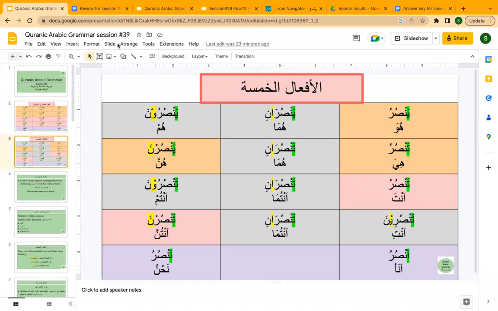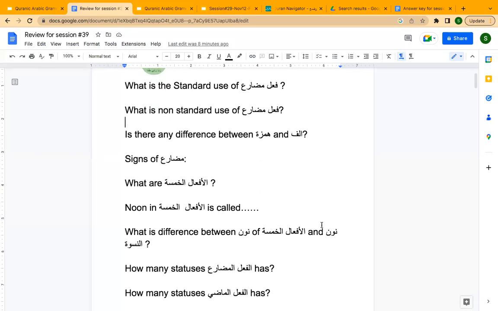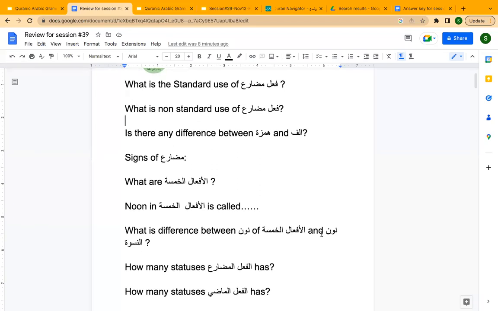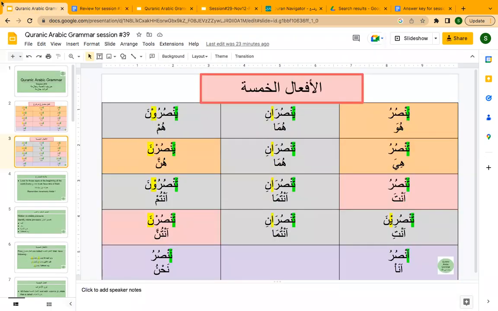Okay, so the next question is, what was the difference between the noon of al-af'alul khamsa and noonun niswa? What do you think? What could be the difference between this noon and this noon? If you do not remember, let me tell you, what does this noon denote? When I ask you, do you see your doer in yansurna, what is your answer? Yes, it is a doer pronoun. Noonun niswa is a doer pronoun, whereas the noon of al-af'alul khamsa is not a doer pronoun.